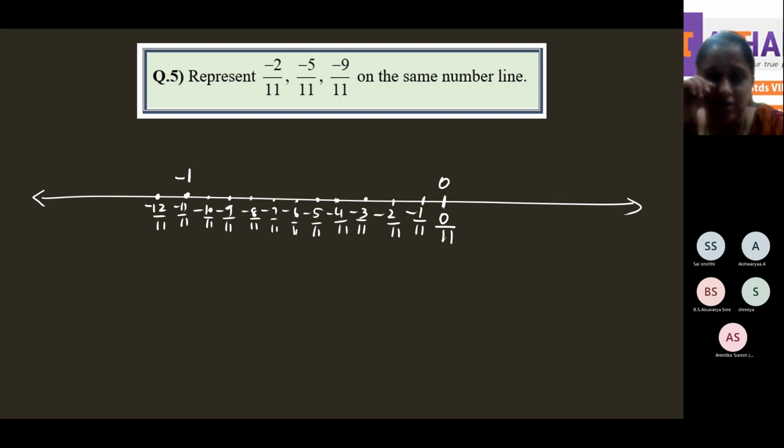This is how you represent rational numbers on the number line. So we have represented minus 2 by 11. You can mark this point A. Then minus 5 by 11, B. Minus 9 by 11, C. So point A represents minus 2 by 11 on the number line. B represents minus 5 by 11 on the number line and C represents minus 9 by 11 on the number line.